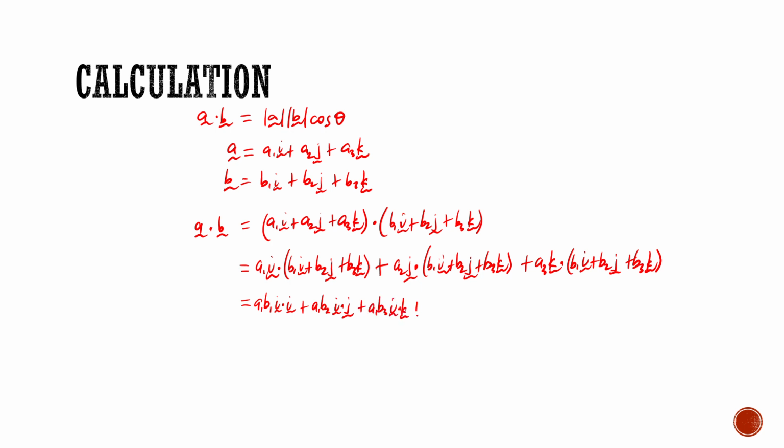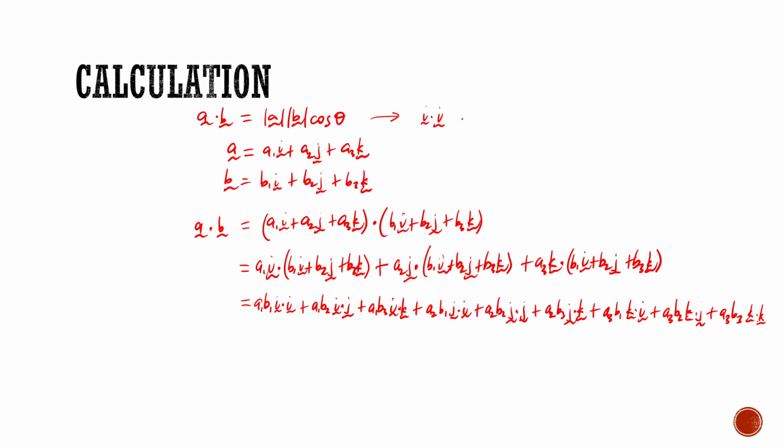i dot k. Similarly, we'll have a2 b1 times j dot i plus a2 b2 times j dot j plus a2 b3 times j dot k plus a3 b1 times k dot i plus a3 b2 times k dot j plus a3 b3 times k dot k. Now from our definition, a dot b is magnitude of a times magnitude of b times cos of the angle between them. So let's look at something like i dot i.